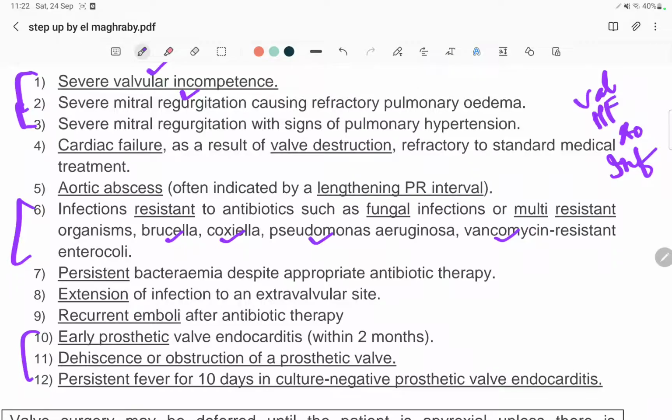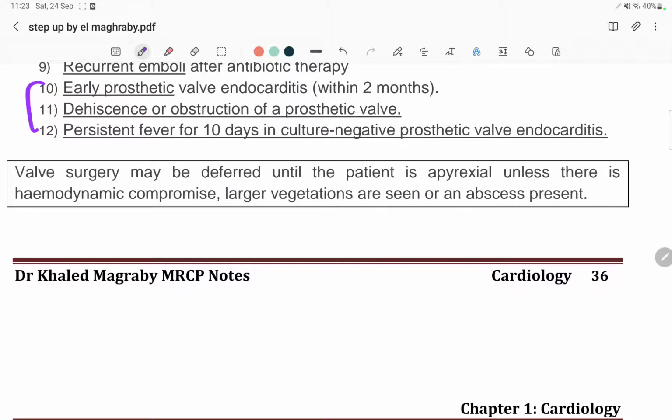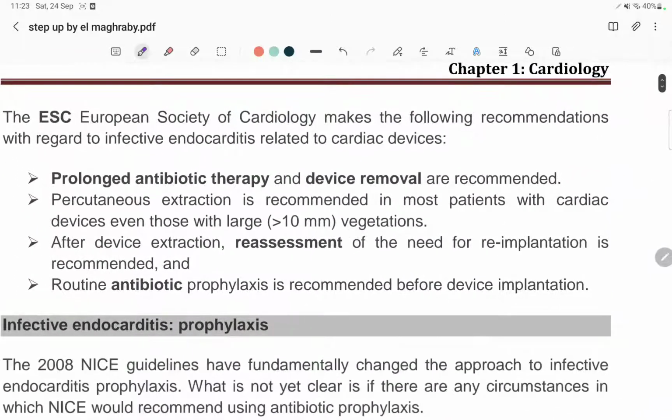infection resistant, persistent, extension, causing emboli after therapy, or prosthetic valve is there within 2 months, a dehiscence of prosthetic valve, a persistent fever for 10 days. So any complication arising out of infective endocarditis, you have to start the surgical treatment of it. Valve surgery may be deferred until the patient is stable unless there is a hemodynamic compromise, large vegetation are seen or abscess is present. The ESC makes the following recommendation with regard to infective endocarditis related to cardiac devices.